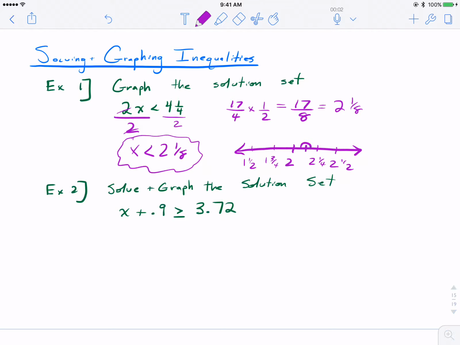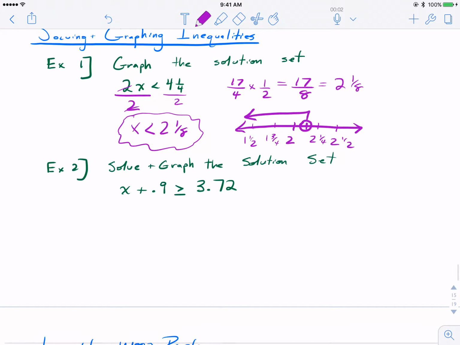I'm going to use an open circle. It's not including. It says less than. It's not equal to 2 1/8. So it's right there. It's not touching the point. So we use an open circle to represent that. And now we're going to shade to the left to represent the fact that it is less than. These are numbers that are smaller than 2 1/8.